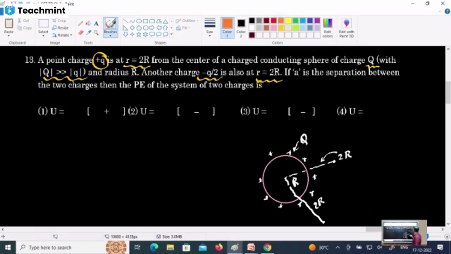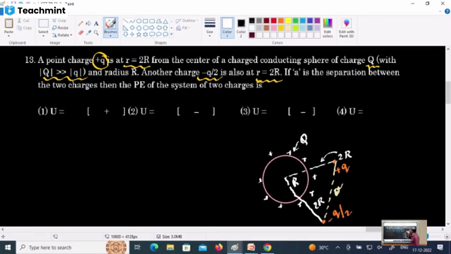One small q, another minus q by 2 is placed here. And the separation between the two charges is A, they have said. So what is the potential energy of the system of charges?